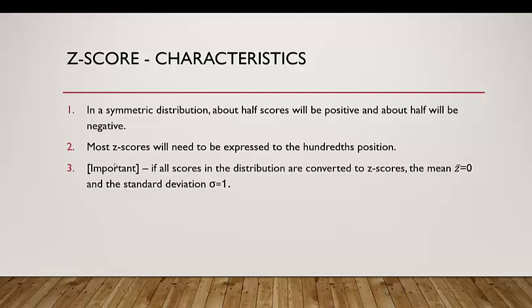z-scores show symmetry when we're looking at the total number of scores, and we see about half of them positive and half of them negative. Most z-scores will need to be expressed to the hundredths position, and we will see that and why that's important when we look at some data sheets.